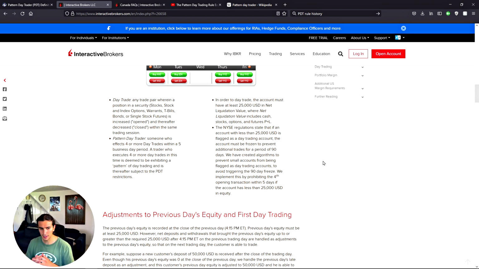If the majority of money in the market is being made from smaller movements and smaller, shorter time frame trading, then why are these guys trying to tell you you need $25,000 to day trade in an account? Well, that's the big misconception right there.